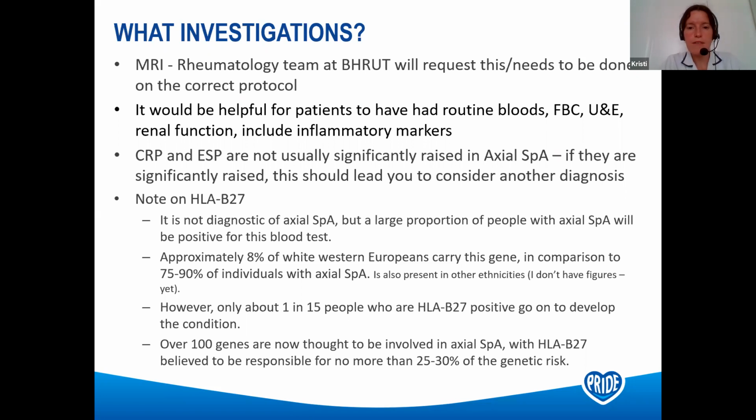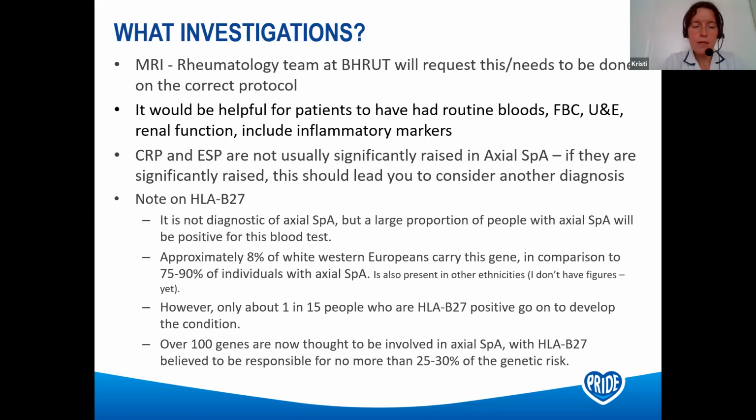but it would be helpful for patients to have had routine bloods done. You'd probably generally do this anyway if you're querying someone for inflammatory back pain. So routine bloods, FBC, renal function, include your inflammatory markers. Now, renal function, because we want to know that it's safe for them to take anti-inflammatories and what next stages we might be able to move them on to if they're failing the NSAIDs. Are they safe? Kidneys, liver, can we give them medication?